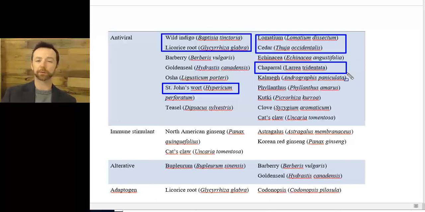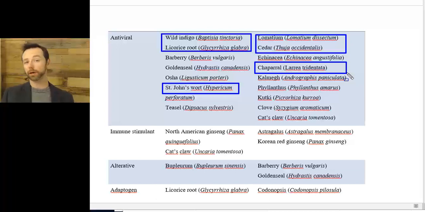I don't think we get a lot of requests for it either, but it does have a history of use, particularly in the North American Western botanical tradition. So I'll leave it on there, and it's in this box really to say, here's a herb you might not have heard of, you might not come across, but it does have a history of use in treating viral infections.